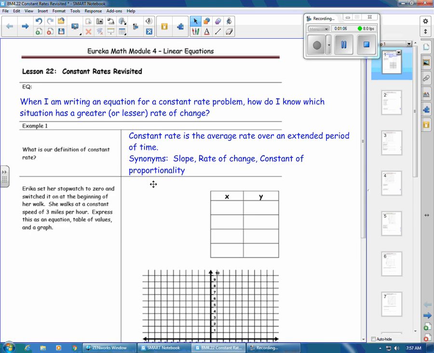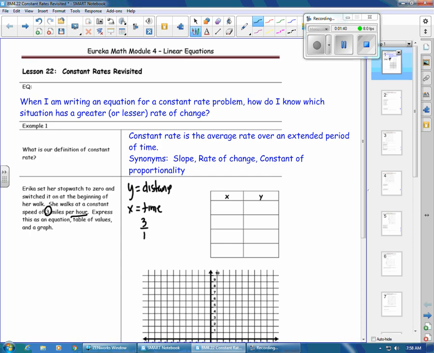So let's take a look at some story problems here. Erica set her stopwatch to 0 and switched it on at the beginning of her walk. She walks at a constant rate of 3 miles per hour. So if I'm writing that again, y is our distance, x is our time. We always write as distance over time. So our constant rate is going to be 3 over 1.